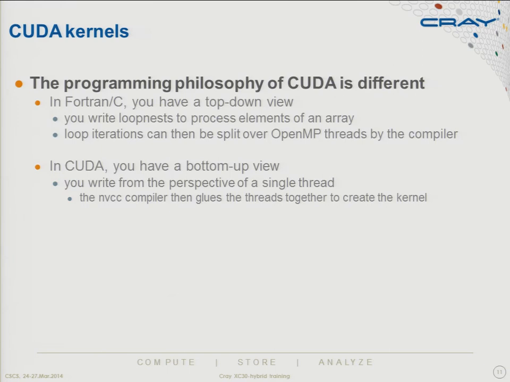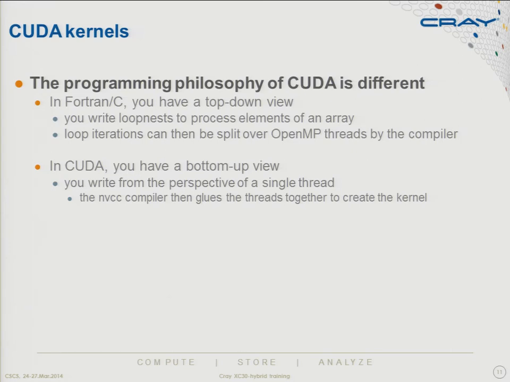Now, the programming philosophy of CUDA is very different to most of the languages you might be using on the CPU. In Fortran or C, you take a top-down view. Here is my array, and I will now write a loop nest that will process all of the elements of the array. So you have a view of the whole array, put the loop nests in, and then you put, say, OpenMP in, and you still have the whole array, but you just say, split this work up between the threads. But you're still looking at the whole array as you write your code.